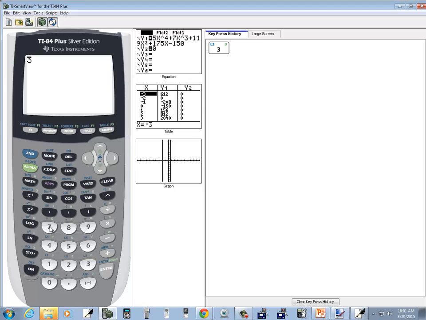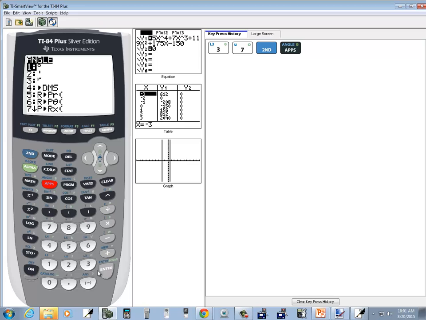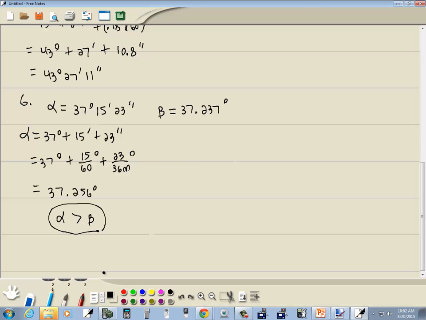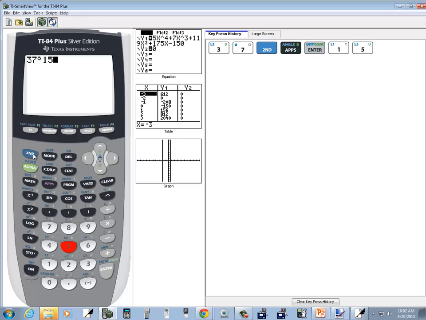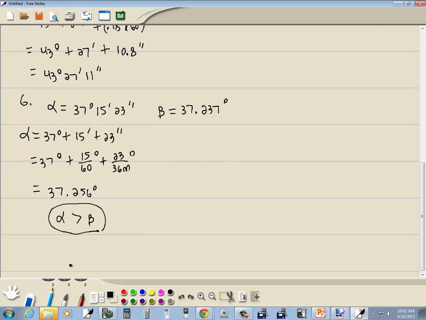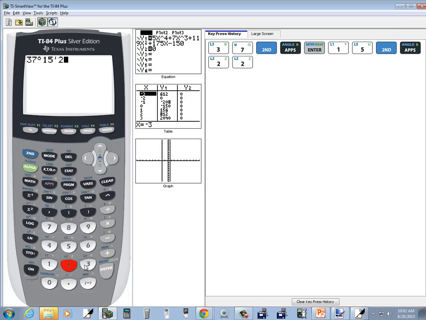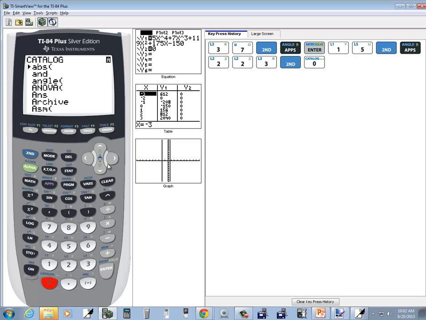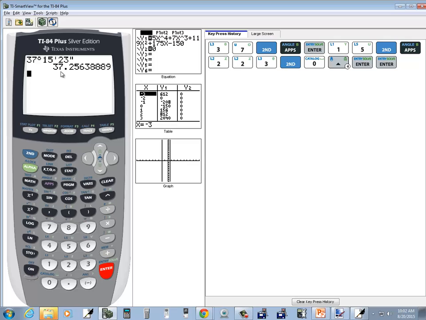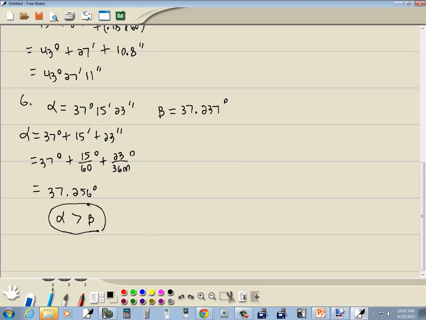So if we go to 37 degrees, I'll do my second apps to go in an angle, choose degrees, and I got 15 minutes, so do 15 going back in my angle, and choose minutes. And then I got 23, and it could be the seconds is somewhere on here, but I'm going to go in my catalog, so I do second 0, and I'll go up to seconds and press enter, and then I'll simply press enter again. And you see we get 37.256, which is what we got there.